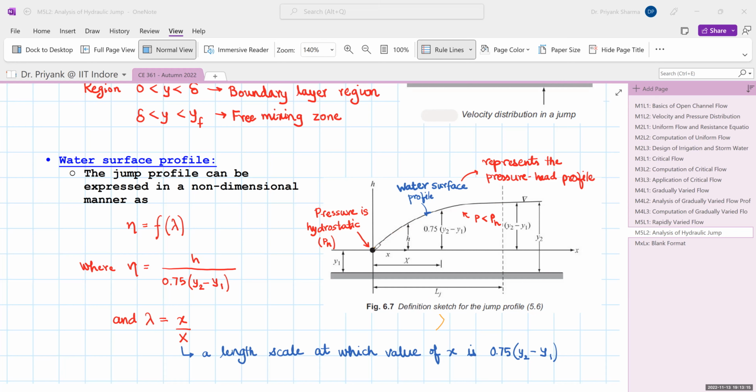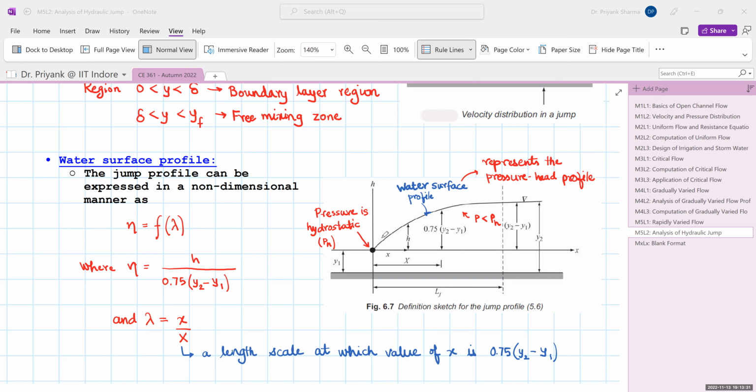So at the initial point, just before that, your pressure distribution is hydrostatic, but during the jump your pressure distribution is less than the hydrostatic pressure, and the water surface profile will represent the pressure head profile. So this is how the pressure head can be found.